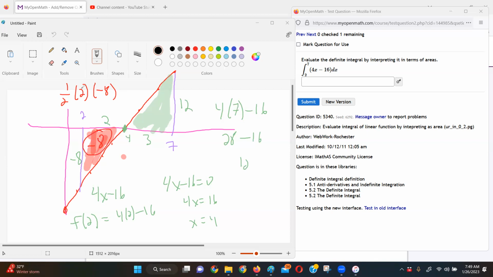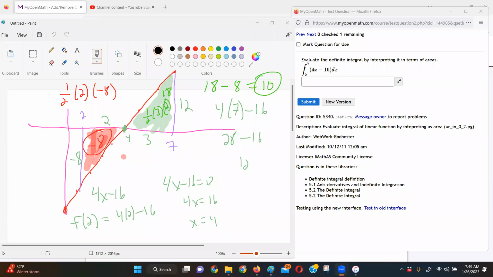We do the work, right? The 2's cancel out. Now for this one here, it's 1/2 times 3 wide times 12 high. That's the same as 3 times 6, which is 18. So now we've got a positive area of 18 and a negative area of 8. We're going to subtract them, so that answer should be 10.